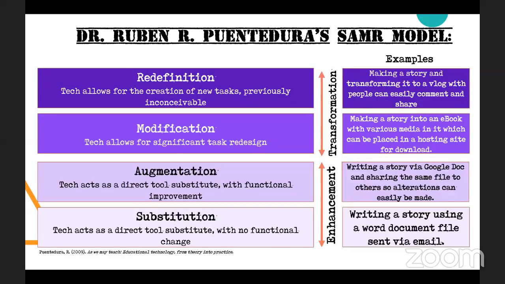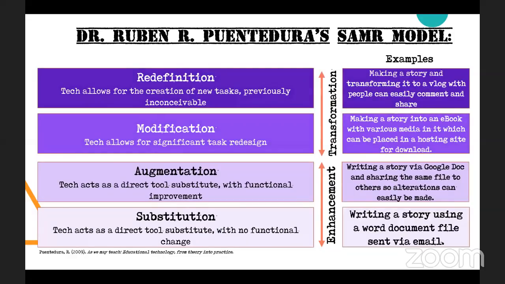This is the SAMR model proposed by Dr. Ruben Puentedura. Again, this is how we're going. The context of the SAMR model is for you to be able to contextualize how to enhance or transform the way you integrate technology in your content.